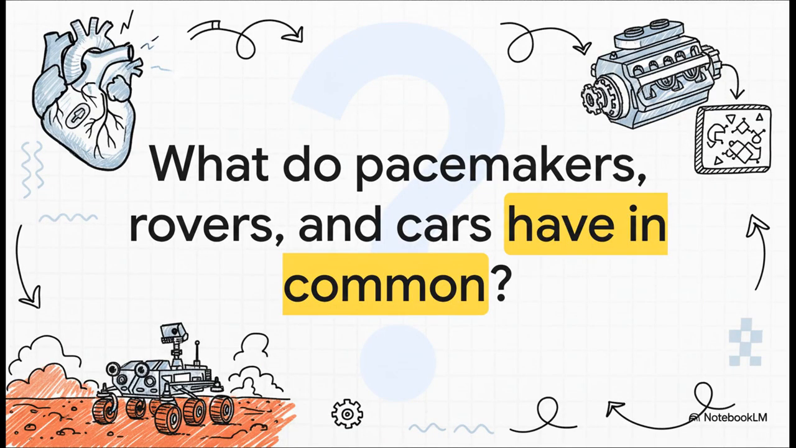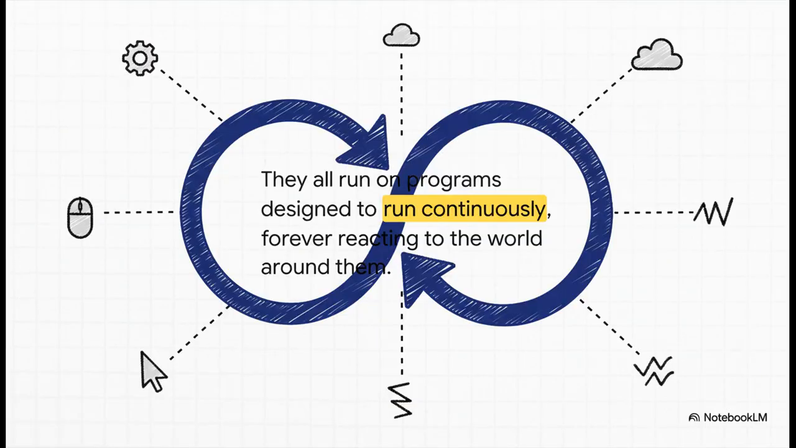Okay, so let's start with a question. What do a pacemaker, the little engine controller in your car, and a Mars rover all have in common? I mean, they seem totally different, right? But there's one thing that connects them all. Well, the answer is that their software isn't supposed to stop, ever. It doesn't just run a task and then close. No, it's designed to run continuously, always reacting to what's happening around it.